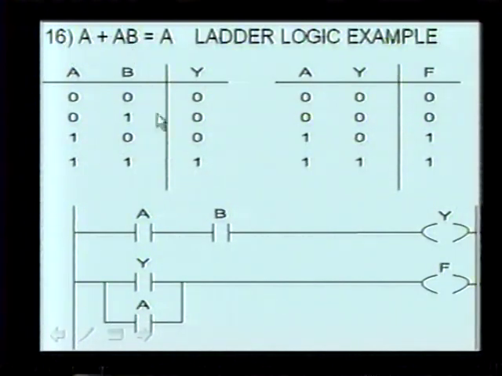Then we're going to OR that with our result Y. So A is ORed with Y. So 0, 0, 0, 1, 1, 0, 1, 1. Any one in gives you a 1 out.